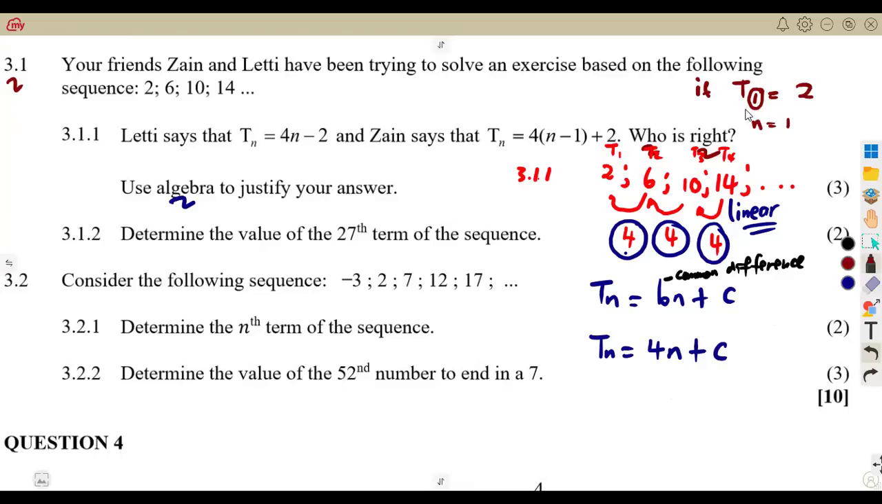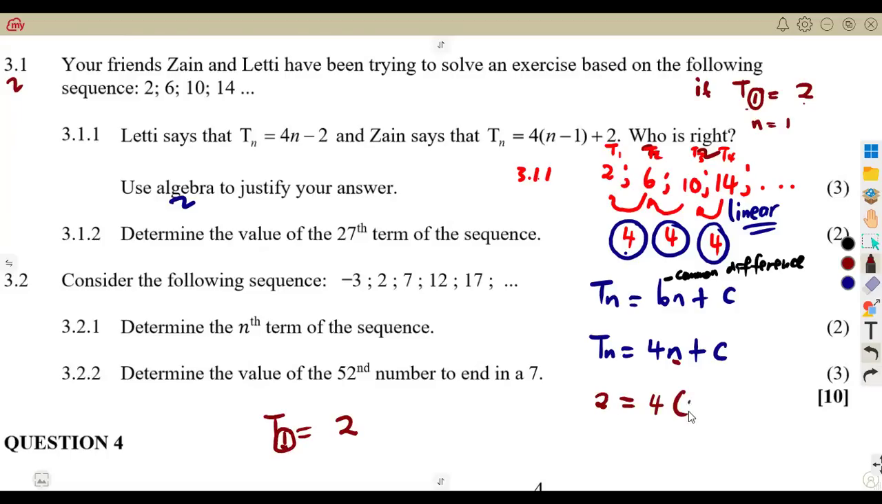So if T1 is equal to 2, it means here Tn, we are going to write it as what? As 2. T1 is 2. N is the one which is 1, where there is N here. But the whole of Tn, that is T1, which is 2. So it is equal to 4 times N.